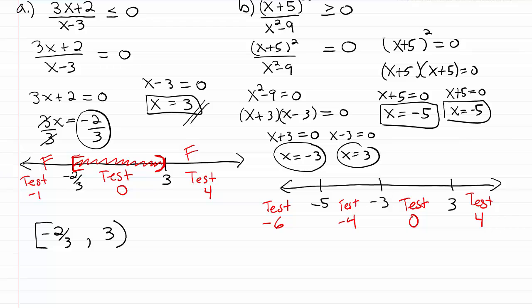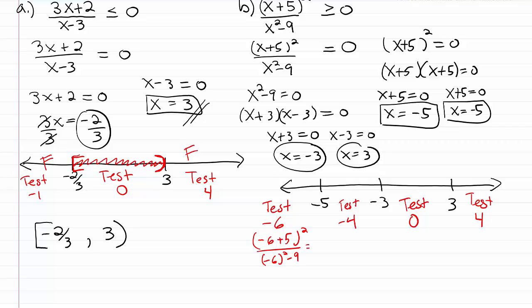All right, let's go ahead and plug these numbers into our original inequality. Remember what our original inequality said. It was basically x plus 5 squared on top, so it'd be negative 6 plus 5 squared on top over x squared, or in this case, negative 6 squared minus 9.